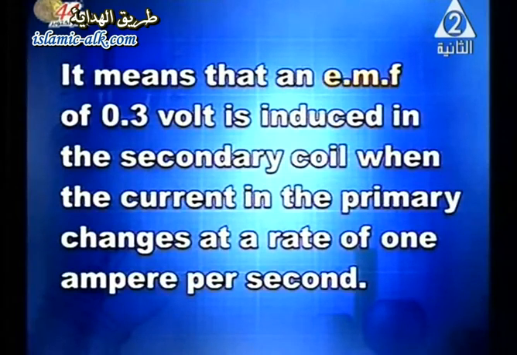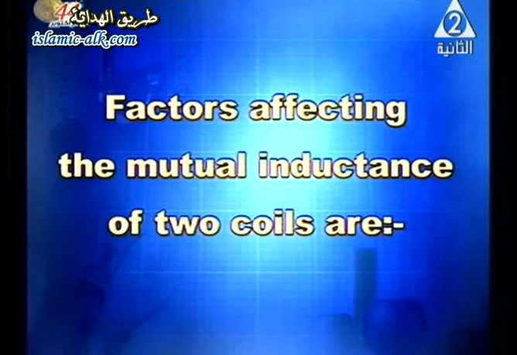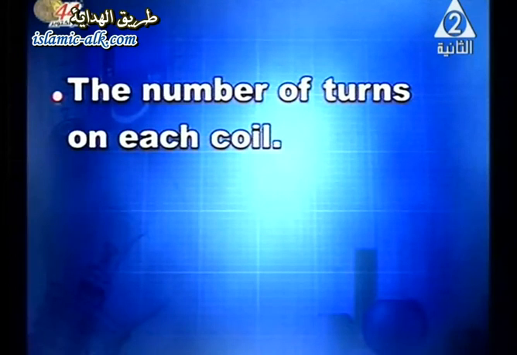And now we've got a question. What is meant by the mutual inductance of two coils is 0.3 Henry? It means that an EMF of 0.3 volt is induced in the secondary coil when the current in the primary changes at a rate of 1 ampere per second.